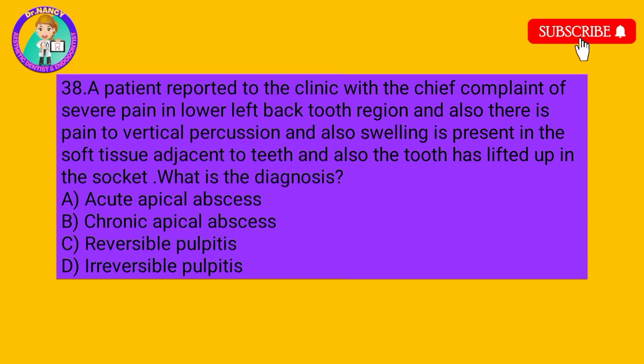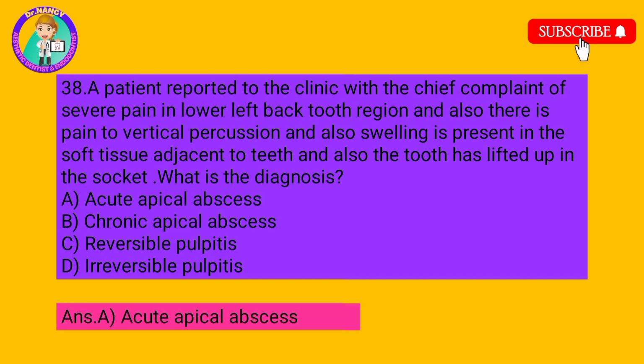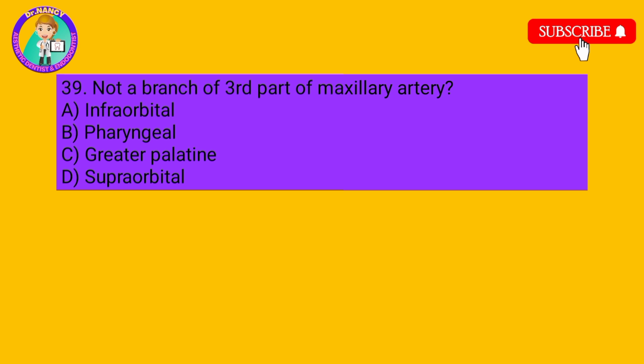A patient reported to the clinic with a chief complaint of severe pain in lower left back tooth region, and also there is pain to vertical percussion, and also swelling is present in the soft tissue adjacent to the teeth, and also the tooth has lifted up in the socket. What is the diagnosis? Acute apical abscess, chronic apical abscess, reversible pulpitis, irreversible pulpitis. Answer, acute apical abscess.